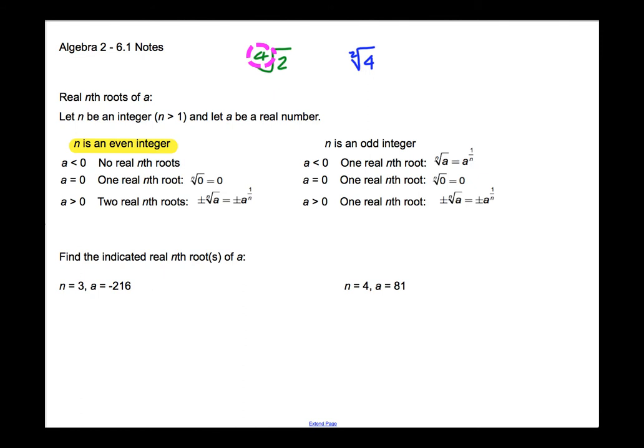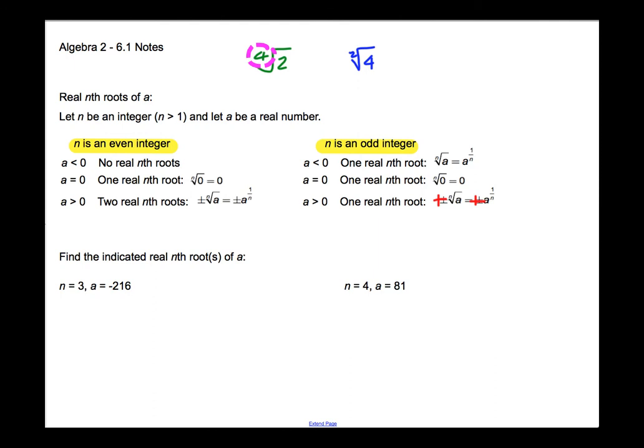Okay. If n is odd, then we have all the same things, except now we're guaranteed basically one real nth root the whole way through. And by the way, on this one right here, this is positive versions only, not plus and minus. Okay, so that's your rules and your setups on these things. They're not too bad.